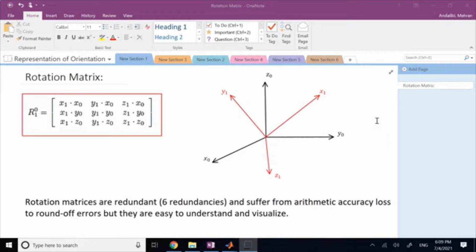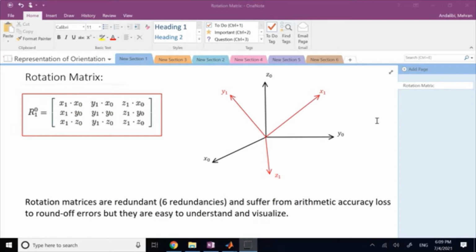Hello everyone. In this video and a few more videos, I'm going to talk about representing the orientation of the object or the rotation of the object from one frame to another or from one orientation to another. So there are several ways in the literature that we describe the rotation of a rigid body or the orientation of the rigid body with respect to a frame.